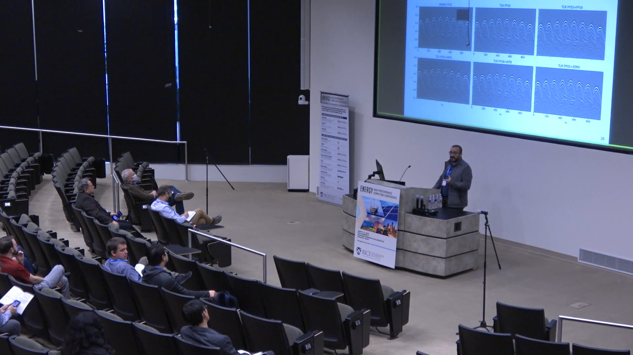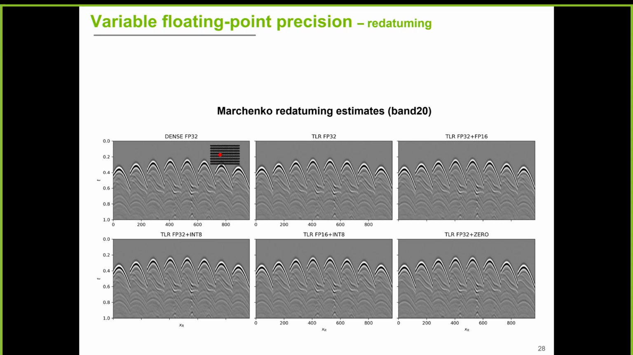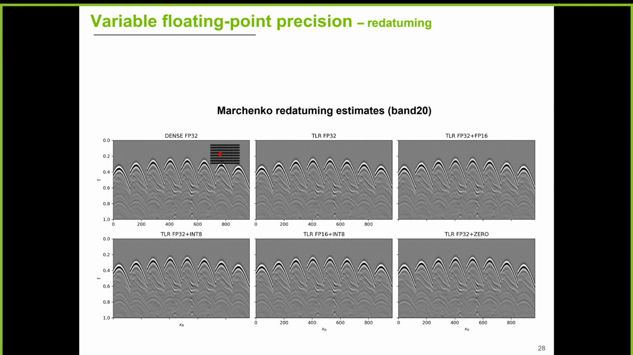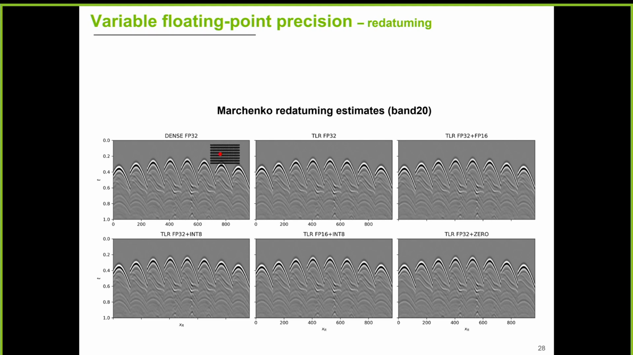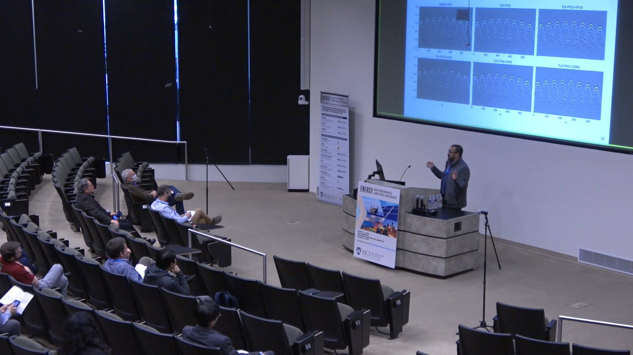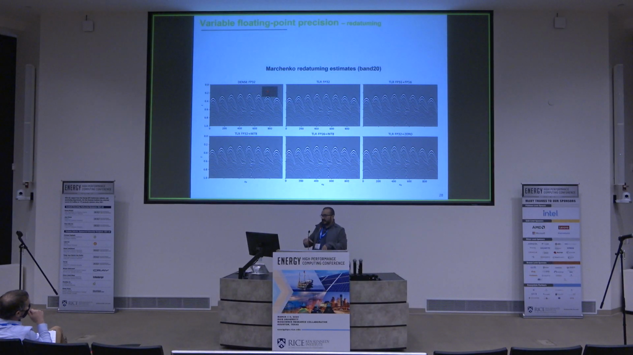We looked at various combinations of FP32 and FP16, combinations also of FP32 and integer 8, and also a last graph here on the left, FP32 plus 0. We just put FP32 around the diagonal, and just as a sanity check, we wanted to break it. And in fact, you will see that we did break it. We put 0 outside of that band, right?